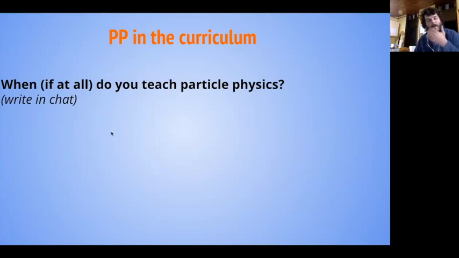Okay, we're starting to get a couple of answers, like in AP courses, some standard model. Different parts of the atom. Does anyone have any favorite lessons or any favorite topics, like a strategy of how you do it?